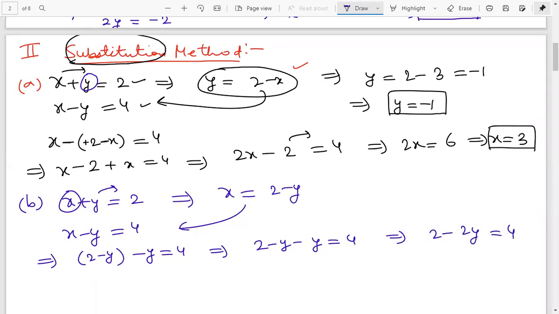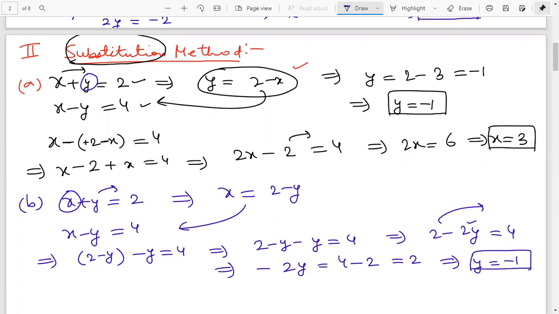Now we can keep the variable on one side, and send the constant to the right-hand side. So this will be 4 minus 2, which is basically 2. So y will be equal to 2 by minus 2, that is minus 1. Or we can say the 2s cancel, and y will be equal to minus 1.